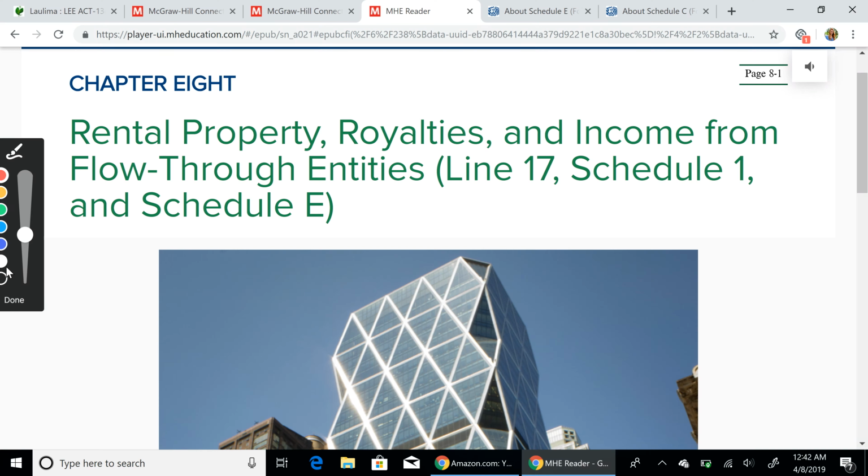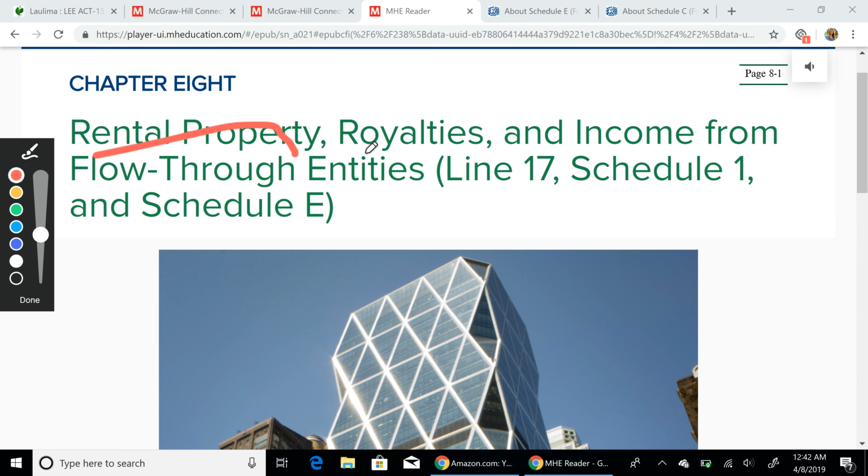Hi guys! In this video, I'm going over Chapter 8, which is rental properties, royalties, and income from flow-through entities. So income from flow-through entities is income from certain types of businesses, such as a partnership is a flow-through, LLC is a flow-through, it doesn't have a tax form, but an S corp is a flow-through entity.